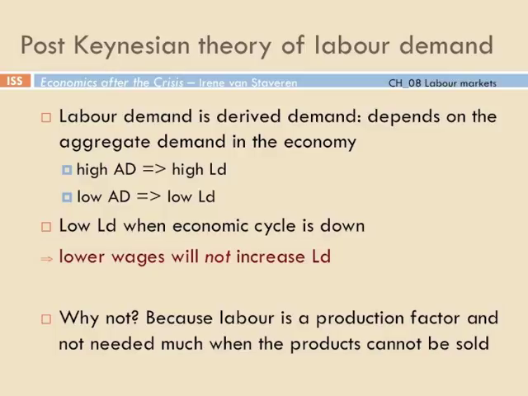In post-Keynesian economics, the demand for labor depends on the state of the economy. When the economy is on the top of the cycle, there's high demand for labor. But when it's at the bottom of a cycle, during a recession or even a crisis, there's low demand for labor. The implication is that low wages will not help to solve unemployment. Unemployment will only be solved when the economy moves up along the economic cycle.